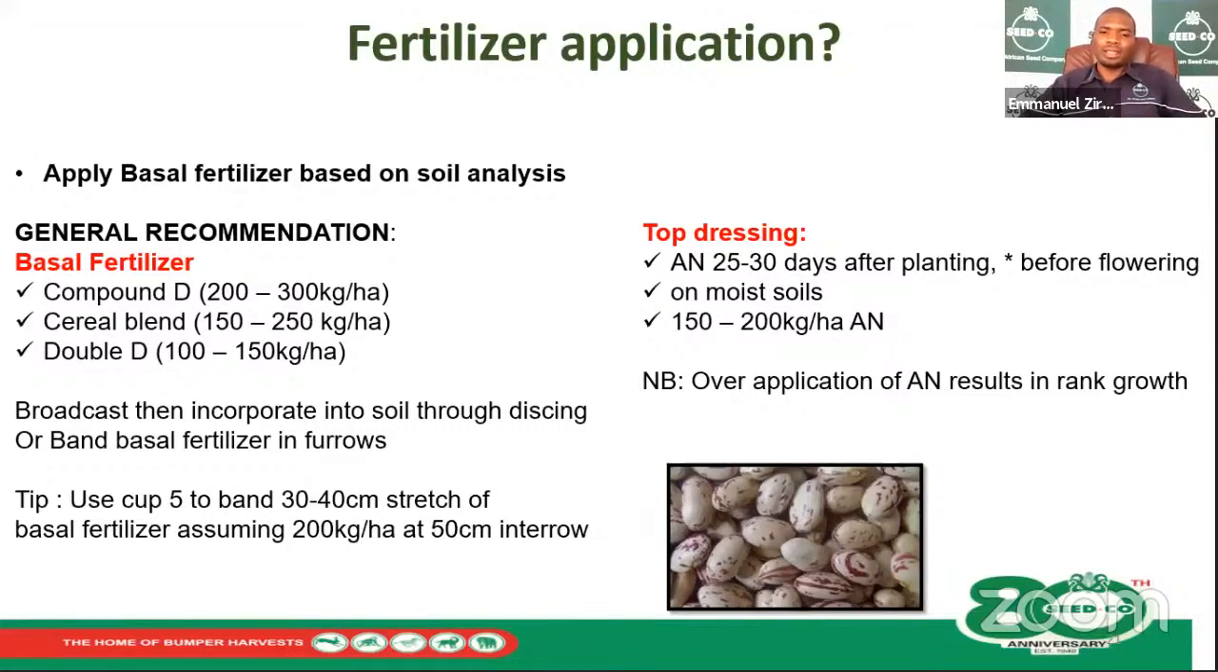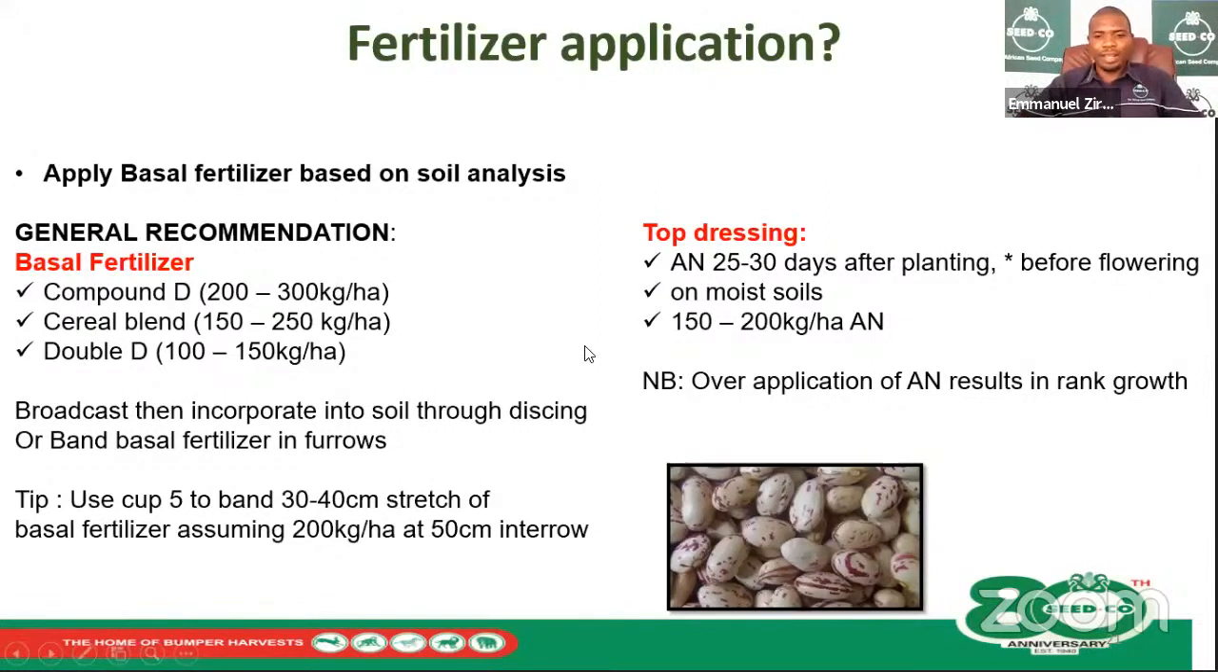Right, on top dressing, for those who use top dressing fertilizer, we recommend a rate of 150 to 200 kgs of ammonium nitrate per hectare. Normally, you need to top dress your beans at 25 to 30 days after planting, but make sure that you top dress before flowering commences.